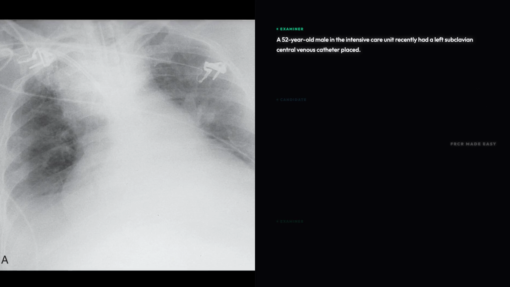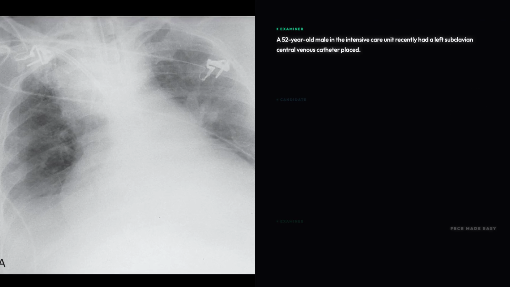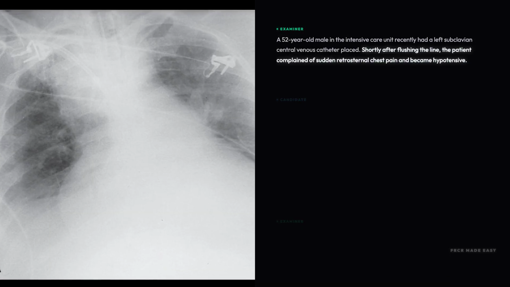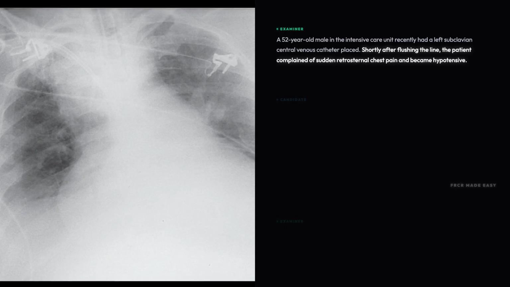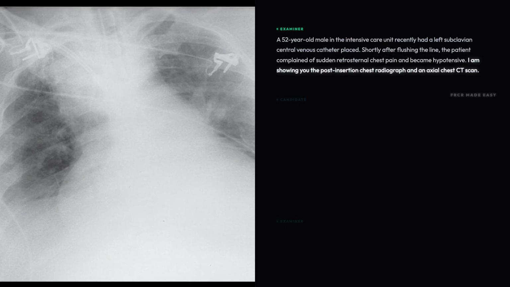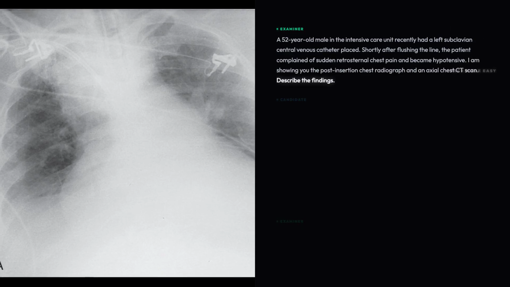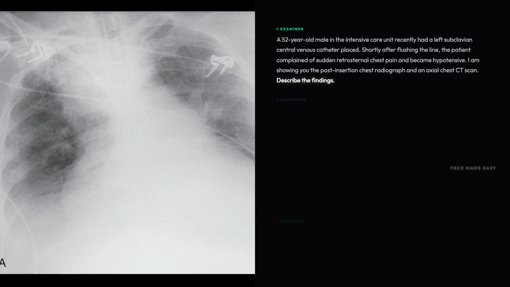A 52-year-old male in the intensive care unit recently had a left subclavian central venous catheter placed. Shortly after flushing the line, the patient complained of sudden retrosternal chest pain and became hypotensive. I am showing you the post-insertion chest radiograph and an axial chest computed tomography scan.